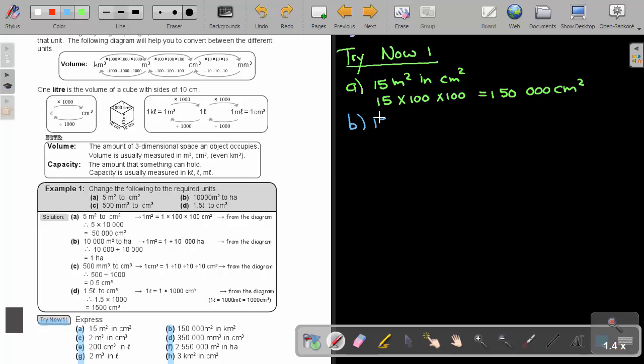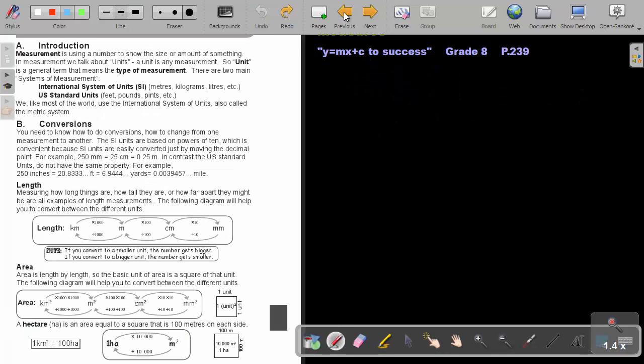Okay, number B. Let's first write it down. 150,000 meters squared. And that must go to kilometers squared. Let's go to the table. Meters squared, look here, and I must go to kilometers squared. So I must divide by 1,000, divide by 1,000.